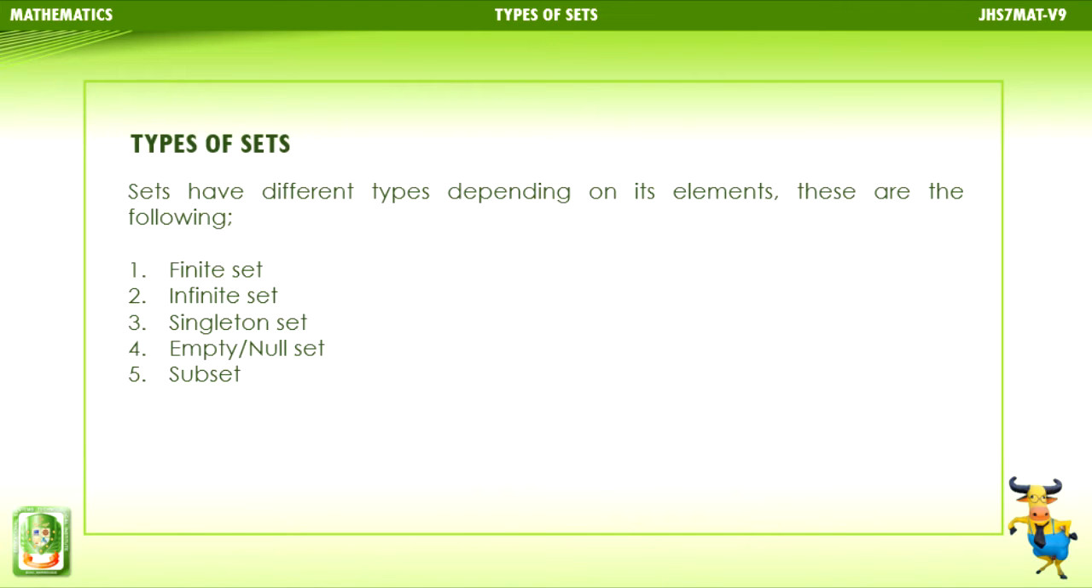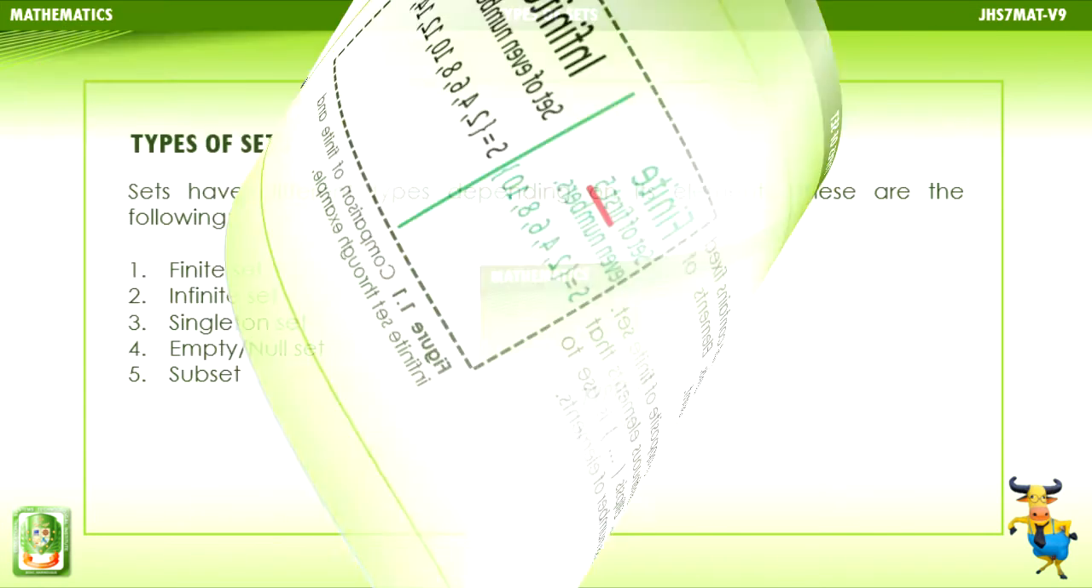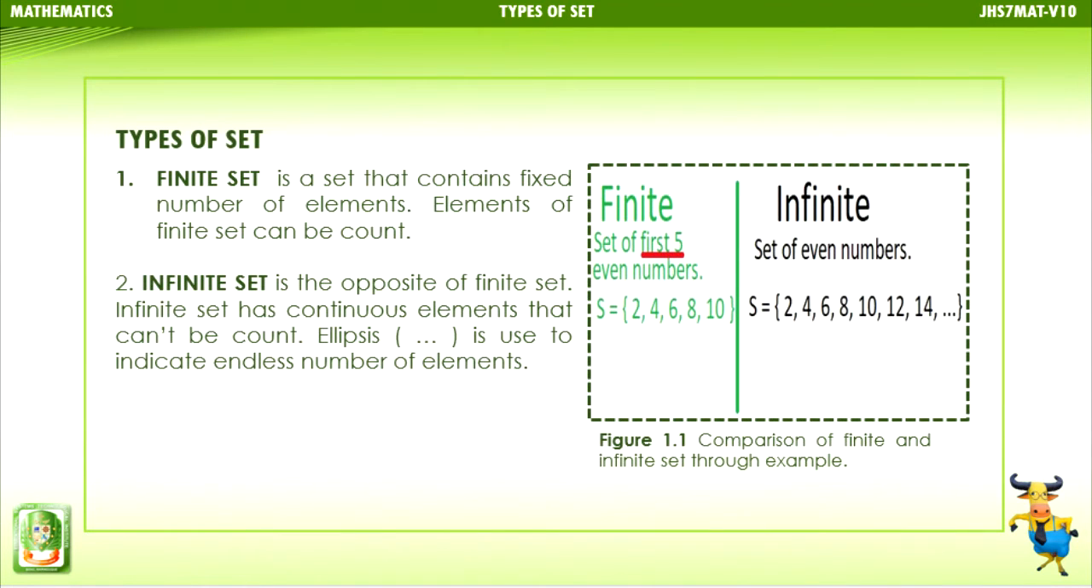There are several types of sets depending on its elements. For today, we will discuss the 5 types of sets: finite set, infinite set, singleton set, empty or null set, and subset. Let us discuss them one at a time.